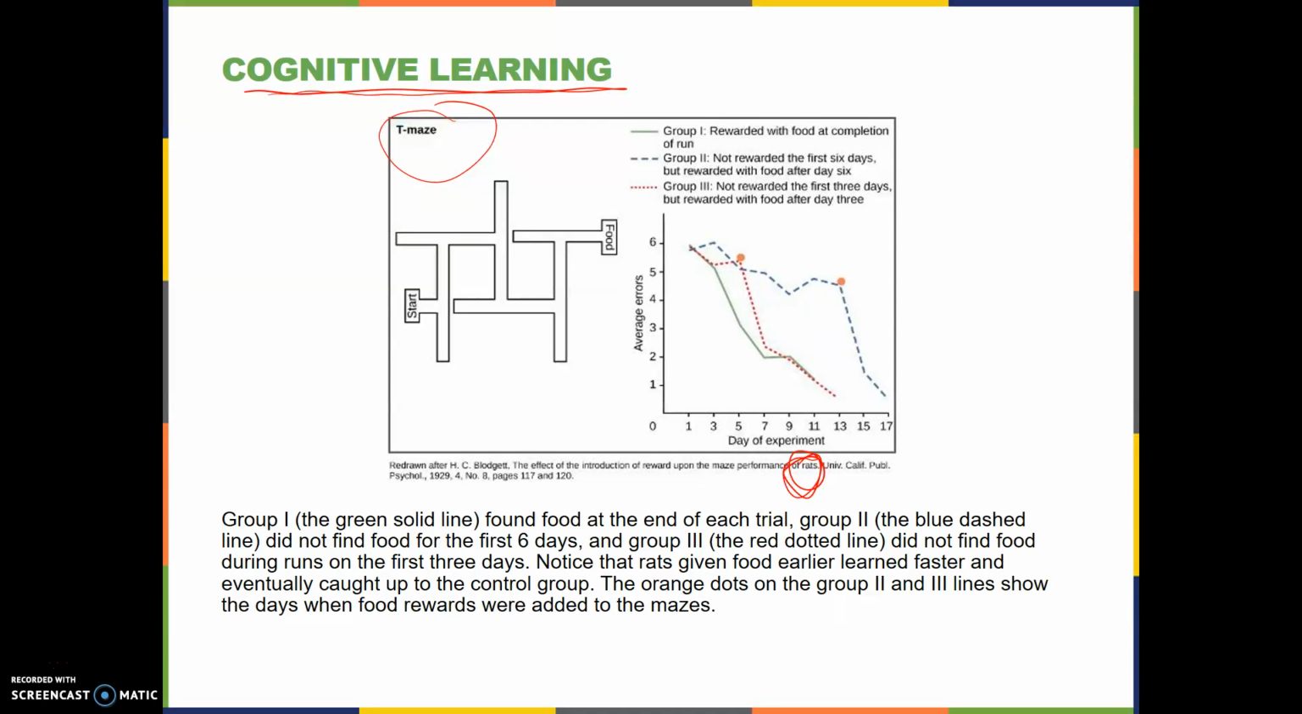So their number of errors is decreasing with time. Okay, but then if you look at group three, they're not rewarded the first 3 days, but rewarded after day 3. They have, I guess, the worst results. The rats that are given food earlier learned faster.